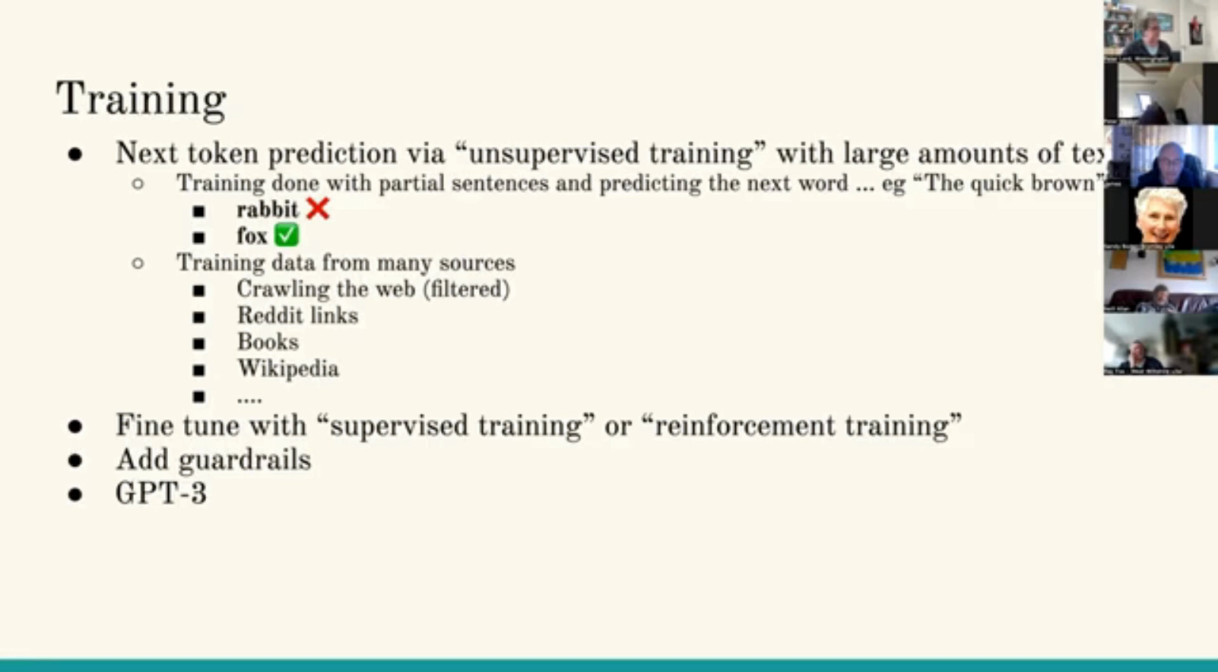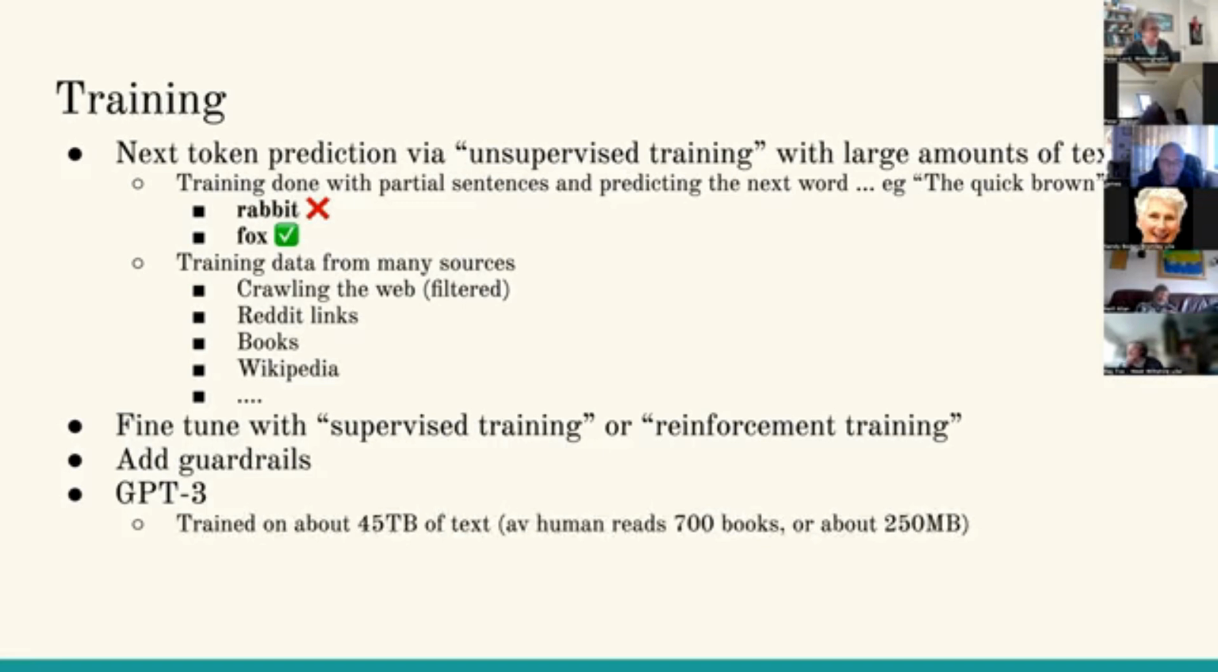Now, just as an example, GPT-3, in 2010, was trained on about 45 terabytes of text. To put that into context, the average human person reads about 700 books in their lifetime, which is about 250 megabytes. So this is a colossal amount of data that needs to be found to train these models. It's absolutely massive.